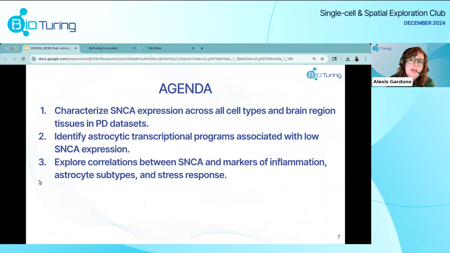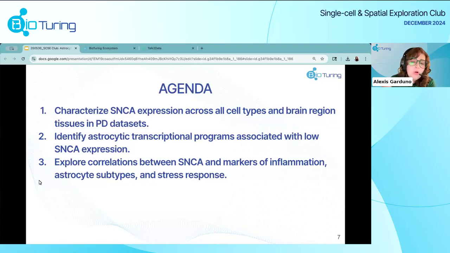So can we actually identify very specific differences, even just looking at different cell types or different brain regions? The second part will be, okay, from there, can we isolate or identify astrocytic transcriptional program differences which are associated with either low or high SNCA expression, and can we isolate those specific brain regions from those studies only?